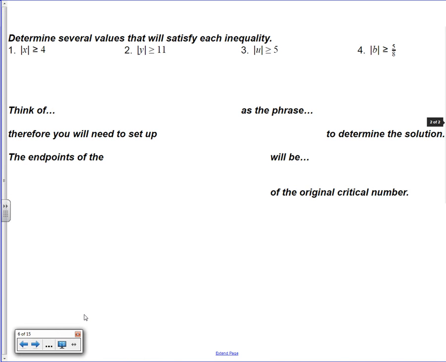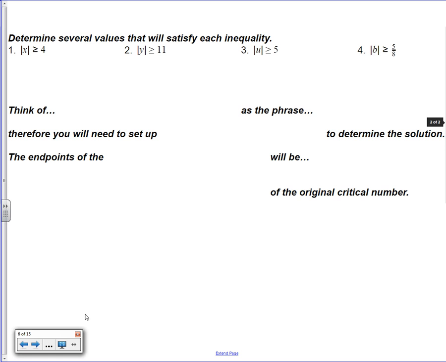All right, folks, let's go through and finish up these notes. Now you will see that I have changed the type of inequalities. So the next section says determine several values that will satisfy each inequality. For what values of x can I put in there so that the absolute value of x is greater than or equal to 4?